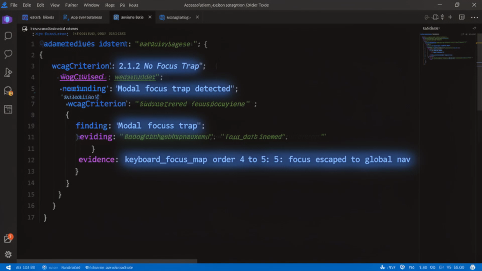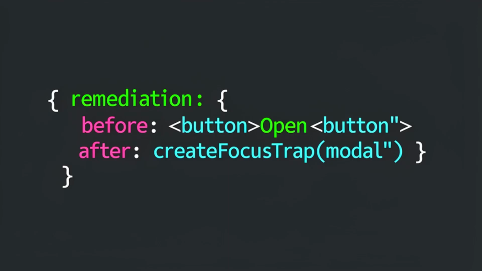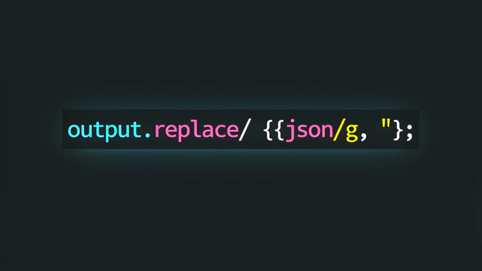Here is the actual modal violation. It cites specific focus map orders to prove the failure. The report even includes before and after code examples to help developers fix it instantly. Our N8N processing node cleans the LLM response and routes findings based on confidence scores.